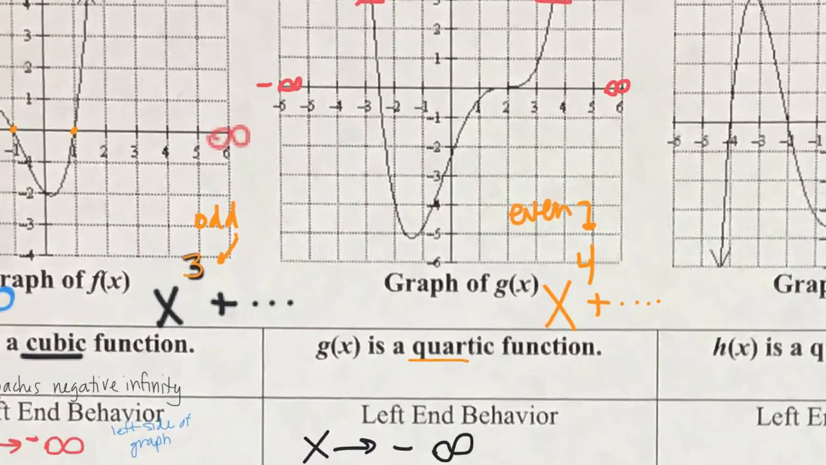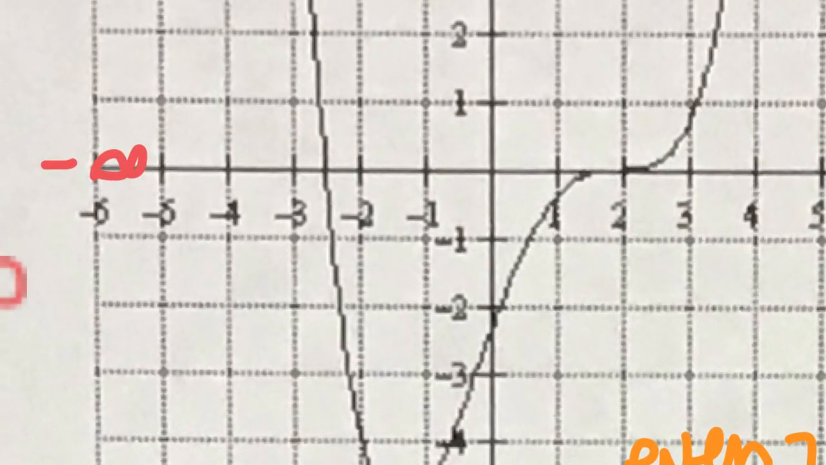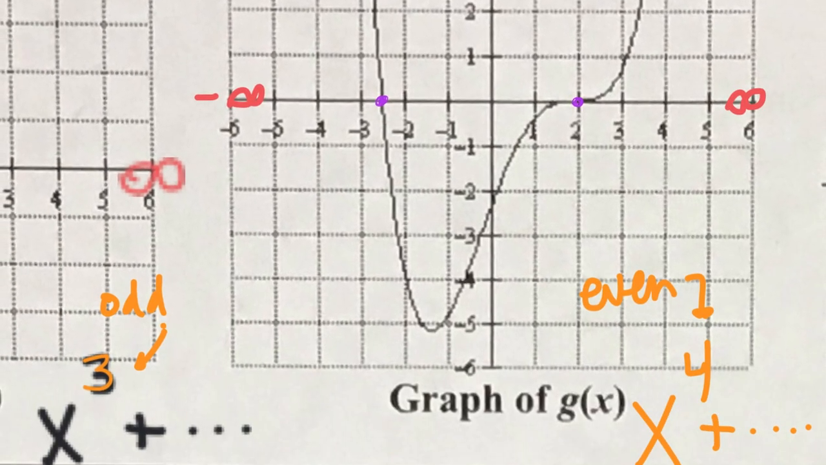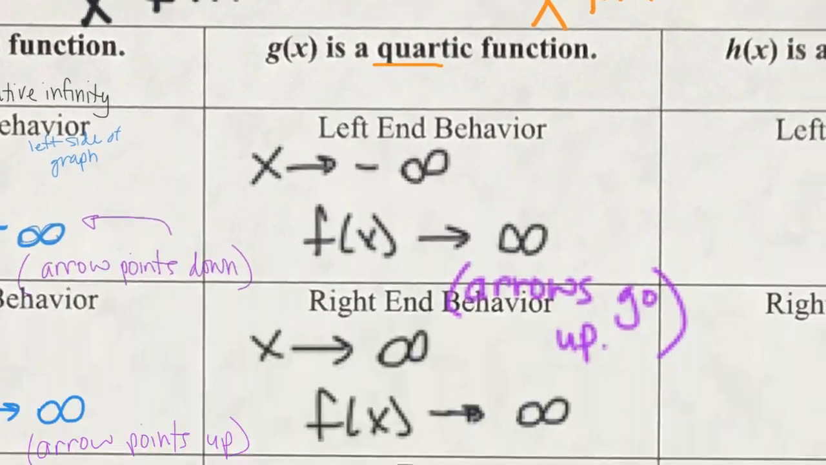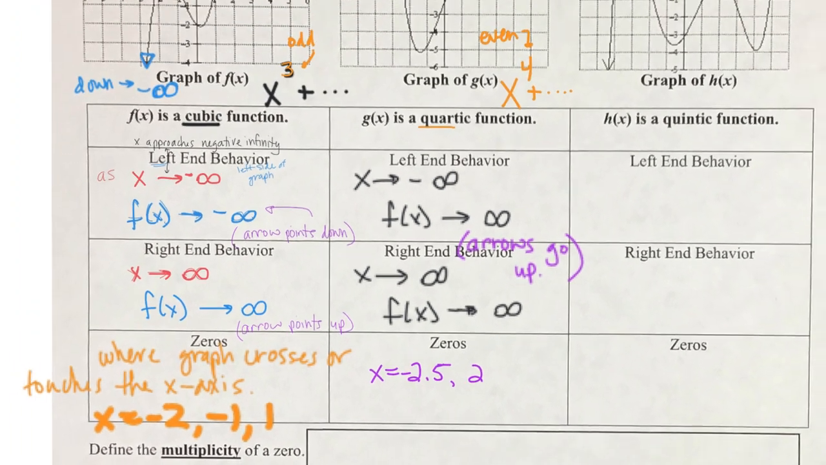Now let's look at the zeros. Where does this thing cross your x-axis? Right in there and at positive 2. We only have two zeros in this case: x equals 2.5, negative 2.5, and positive 2.